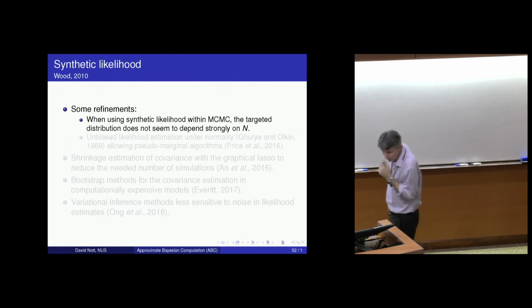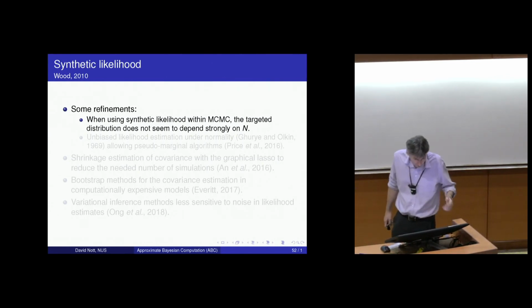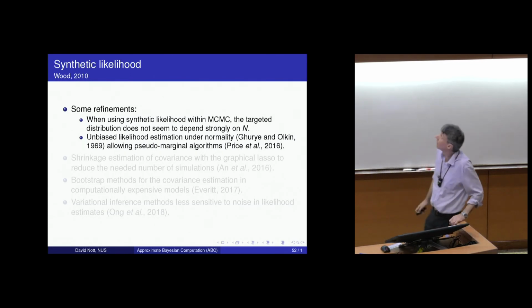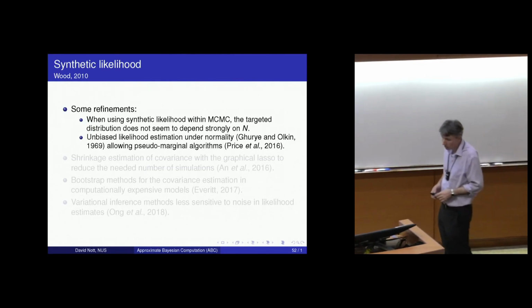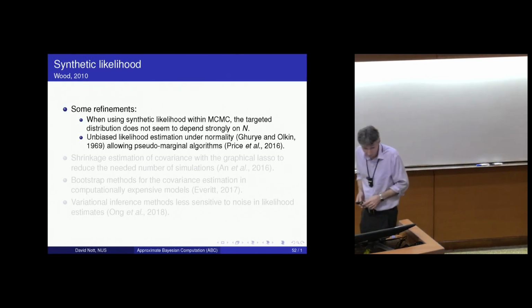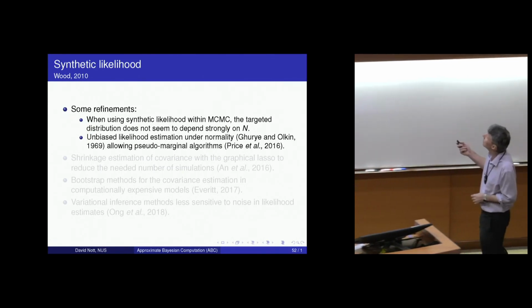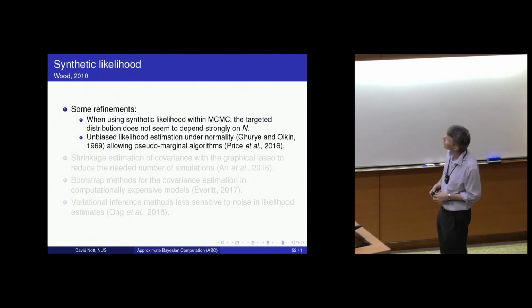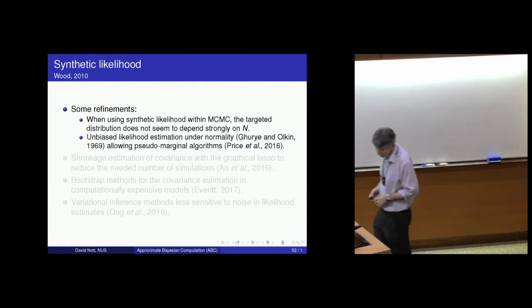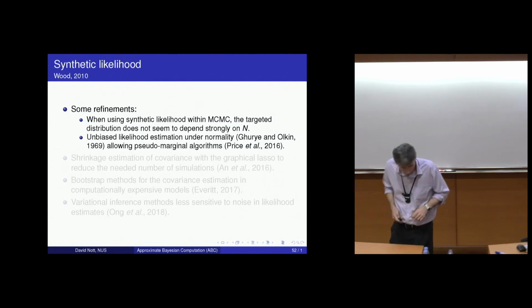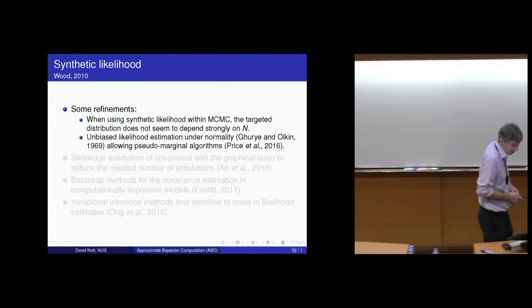So as I said, if you use synthetic likelihood within MCMC, the targeted distribution doesn't seem to depend very strongly on N. If you really knew that the S given theta distribution was exactly normal, there is in fact a way of unbiasedly estimating the likelihood term. And so in the case of S given theta being exactly normal, this is a kind of pseudo-marginal algorithm.